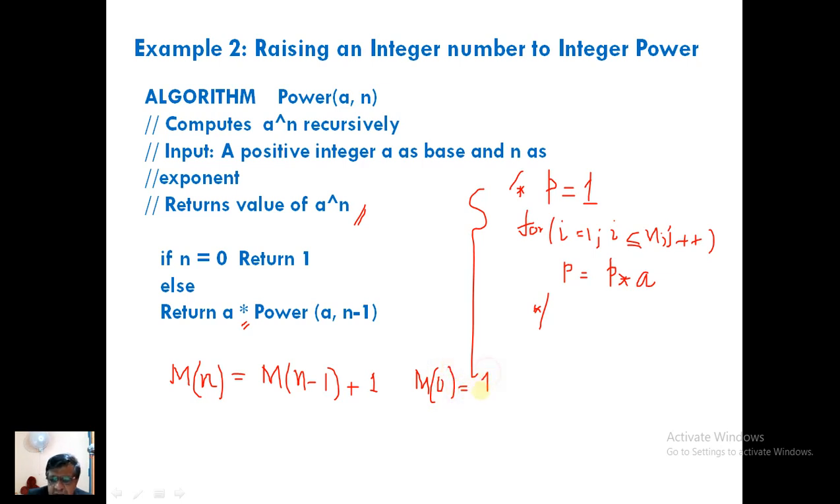And m of 0 equals 0, there is no multiplication involved. If the exponent is 0, we return the answer 1, therefore no multiplications are involved. So it goes just like the factorial algorithm. Therefore at the end what we get is m of n equals n. So n multiplications are needed with the base a. The base is multiplied with itself n times in order to raise it to the power n. Therefore this also belongs to big theta of n.